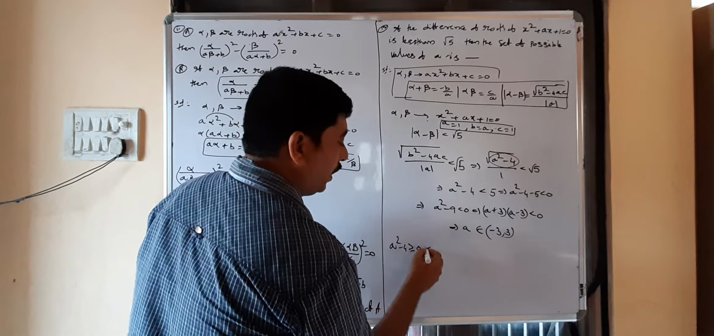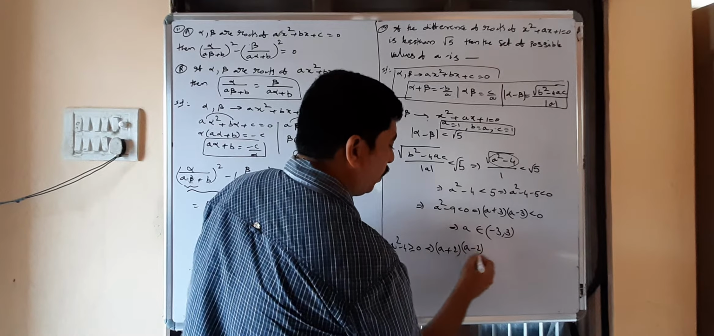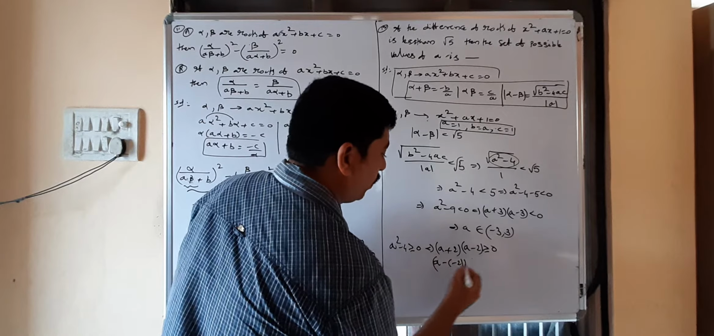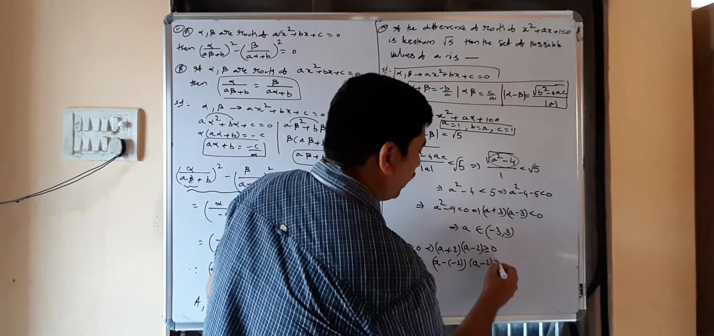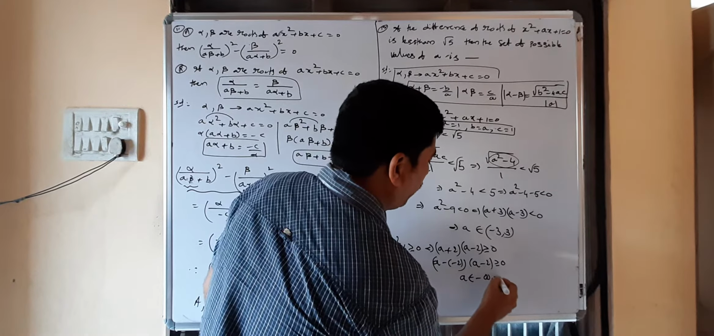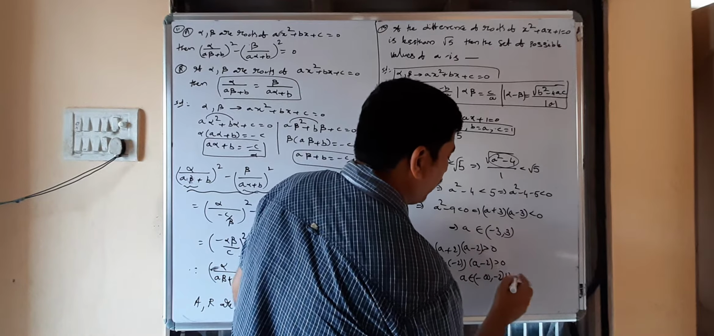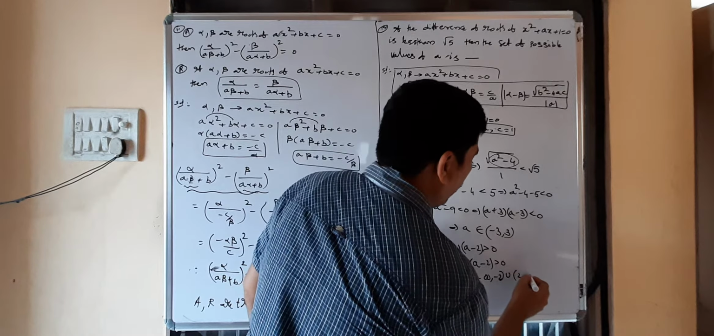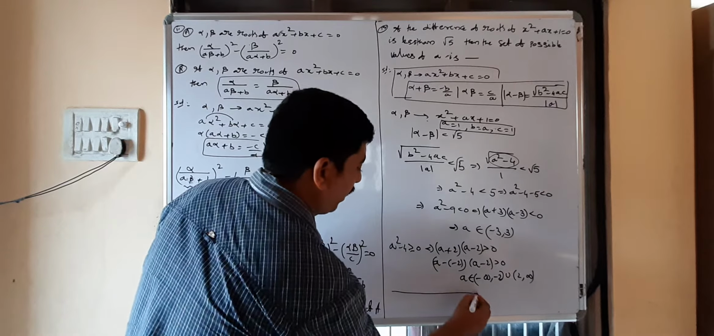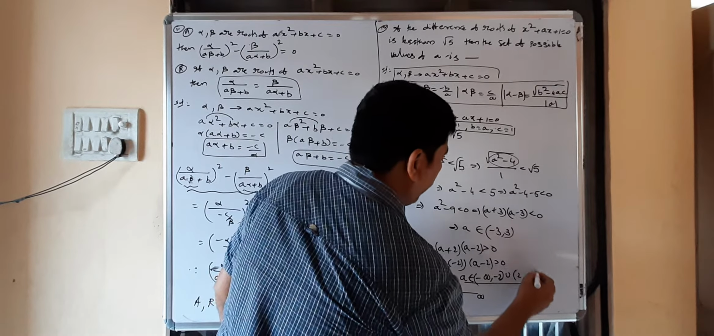That means a plus 2 into a minus 2 greater than or equal to 0, so a belongs to minus infinity comma minus 2 union 2 comma infinity. Take the real number line, from minus infinity to plus infinity. This is the second interval.